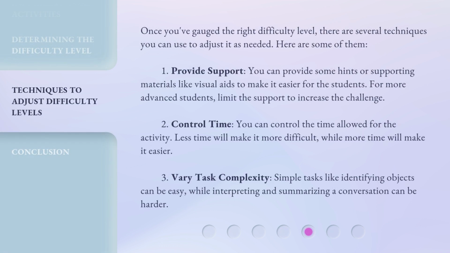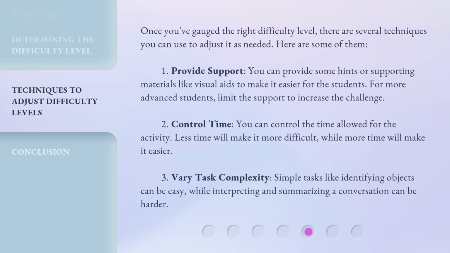Once you've gauged the right difficulty level, there are several techniques you can use to adjust it as needed. Here are some of them. 1. Provide support. You can provide some hints or supporting materials like visual aids to make it easier for the students. For more advanced students, limit the support to increase the challenge. 2. Control time. You can control the time allowed for the activity. Less time will make it more difficult, while more time will make it easier.